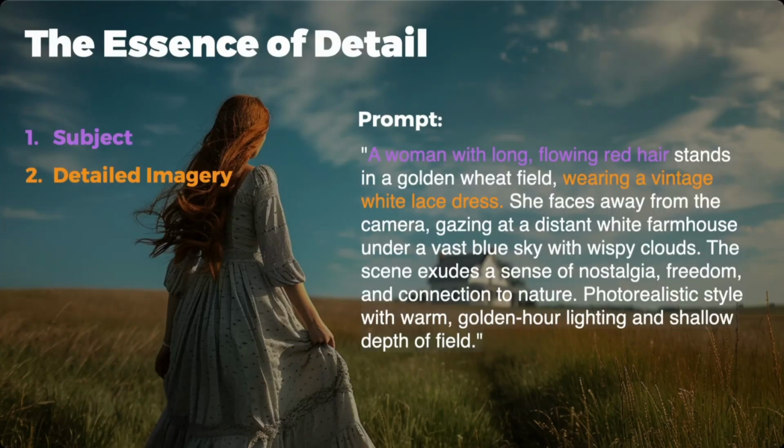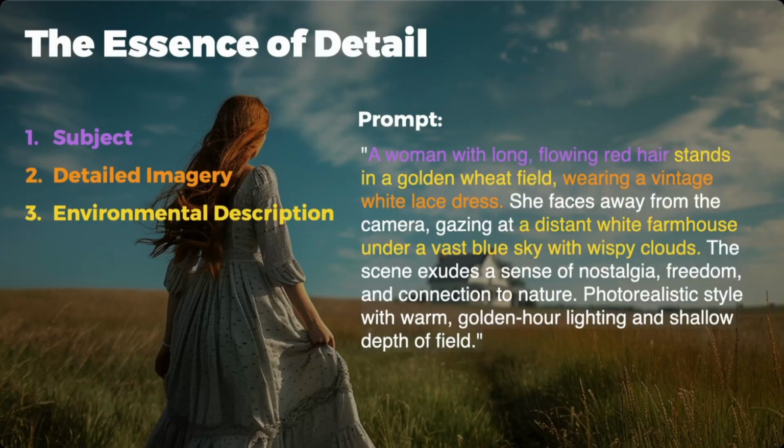Now, the third thing is you need to have the environmental description. So there's several of those here in this prompt. Stands in a golden wheat field. I've already put them there, and you can see the adjectives. Golden. That means I don't want them in a green field. I want them in a golden field. A distant white farmhouse, and then I'm going to describe the clouds, and I will describe the sky.